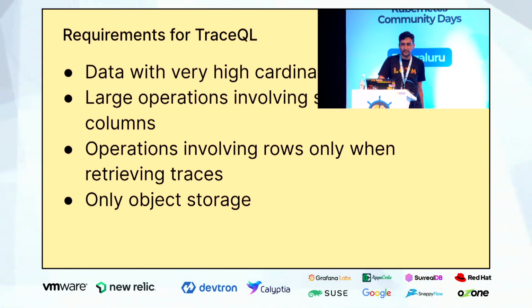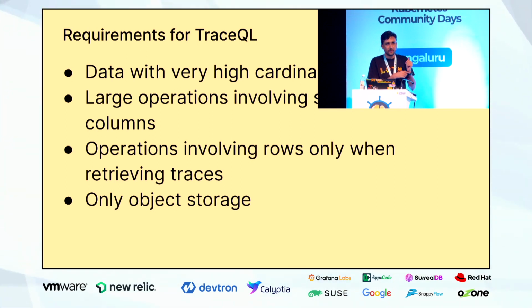So TraceQL requires very high cardinality. You can throw any labels on your traces. There is no limitation. Here you are querying a large subset of columns. So your trace will have 10, 15 attributes, but at a time you are only interested in 2, 3. So you don't care about the whole trace, you only care about the subset of the columns.